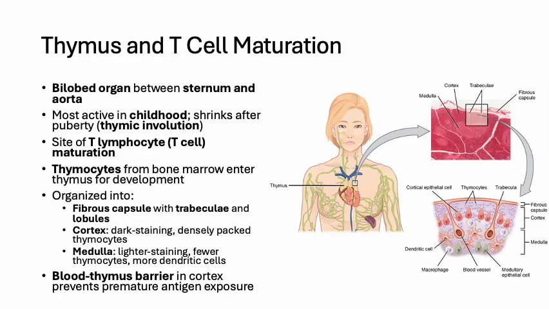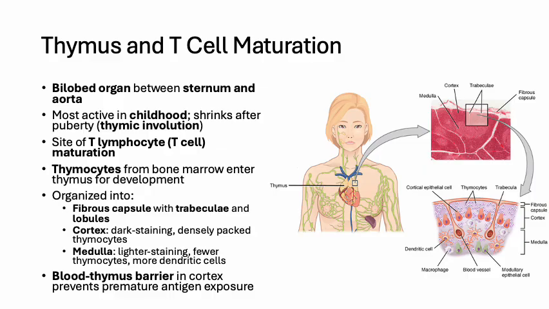The thymus is the second of the two primary lymphoid organs and plays a critical role in the maturation of T lymphocytes, or T cells. It is a bilobed organ located in the mediastinum, the space between the sternum and the aorta. The thymus is most active during early life, when the immune system is still developing and the body is being exposed to many new pathogens. After puberty, the thymus begins to shrink, and the tissue is gradually replaced by fibrous and adipose connective tissue, a process known as thymic involution.